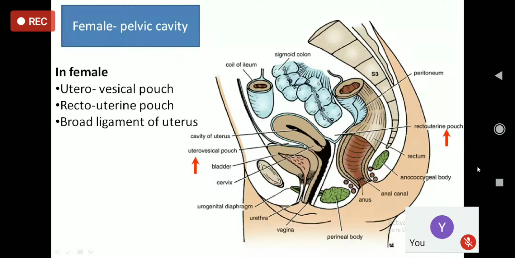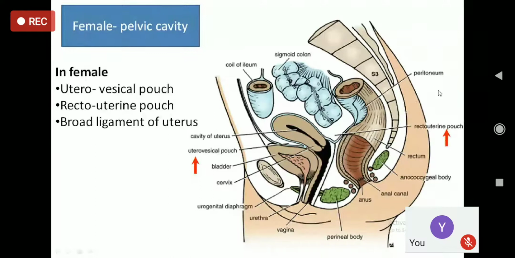In case of female, the uterovesical pouch is the reflection of the peritoneum from the uterus to the urinary bladder. So this is the uterovesical pouch, the blue lining, and the rectouterine pouch is the reflection of the peritoneum from the upper part of the rectum to the uterus. The rectouterine pouch is also known as the pouch of Douglas, and it is a very important area where there is collection of pus during peritoneal infection, because this is the dependent part when the individual is in supine and standing position.